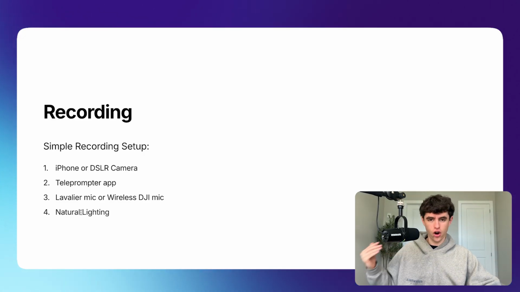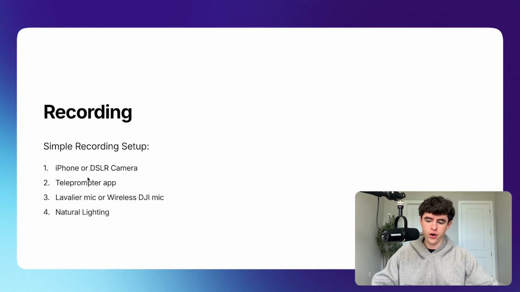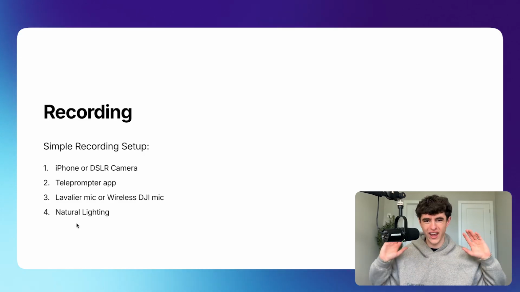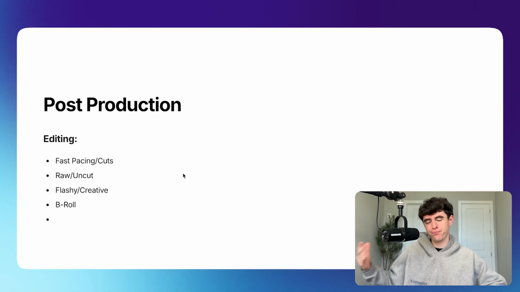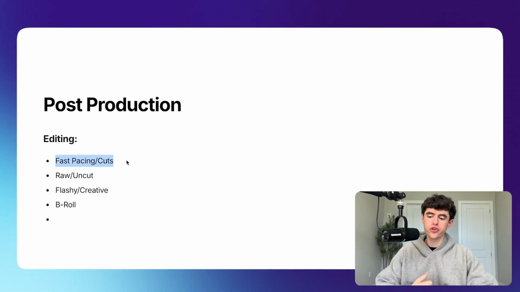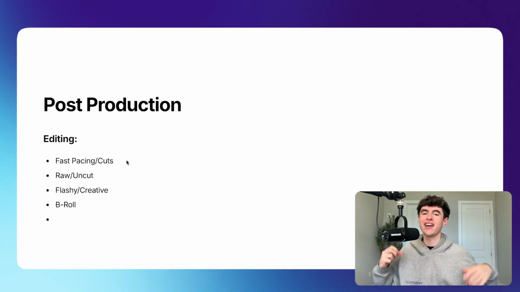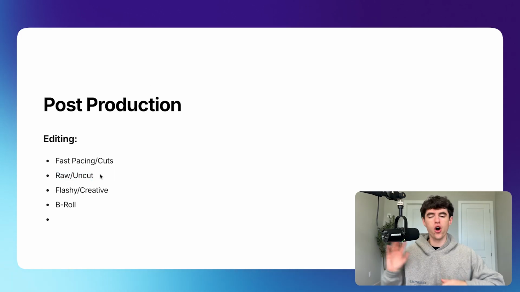You can add things like artificial softbox lighting and stuff as you increase your budget and you get more and more deals. But honestly, an iPhone teleprompter, lavalier, natural lighting combo will literally work a ton better than just doing nothing at all. And then finally, in the post-production phase, with the editing of the actual video, you're going to do things like fast pacing and cuts. This is just going to make your videos punchy, keep the retention high. And then if that's not also working, you can also do things like a raw or uncut version.